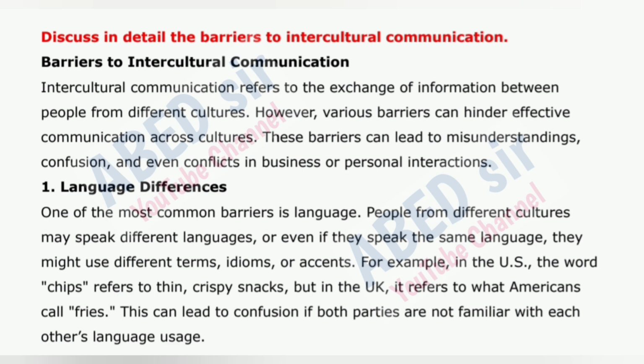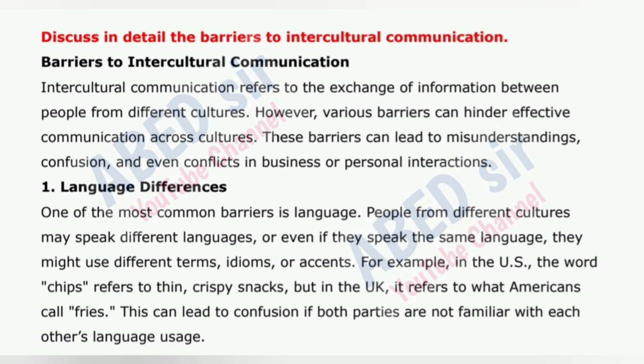Barriers to intercultural communication. Intercultural communication refers to the exchange of information between people from different cultures. However, various barriers can hinder effective communication across cultures. These barriers can lead to misunderstandings, confusion, and even conflicts in business or personal interactions. 1. Language differences. One of the most common barriers is language.